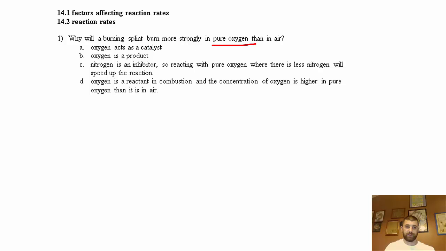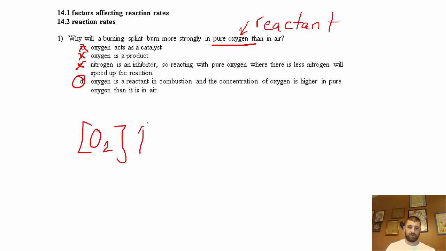All right, well, let's think about this. Oxygen acts as a catalyst? No. Oxygen is a reactant, so it is definitely not a catalyst. It gets used up. Oxygen is a product? That's wrong. Nitrogen is an inhibitor, so reacting with pure oxygen where there is less nitrogen will speed up the reaction? Makes sense, but that's not why. That's wrong. Oxygen is a reactant in combustion, and the concentration of oxygen is higher in pure oxygen than it is in air. So basically we're saying if we were to increase the concentration of O2, it's going to speed up the reaction.